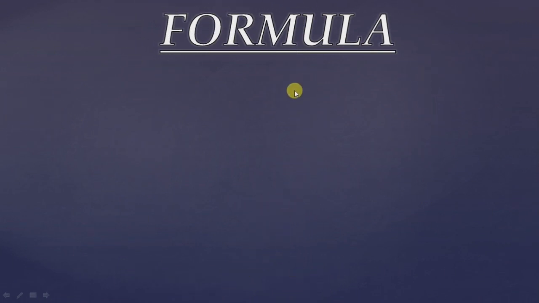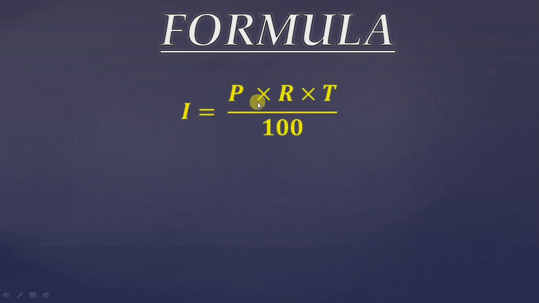Okay, now the formulas. The formulas which we are going to use in simple interest are, first one, I is equal to P into R into T whole divided by 100. Next is the formula for the principal. P is equal to I into 100 divided by R into T. It is derived from here only.